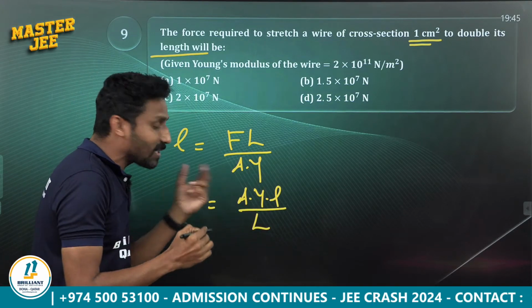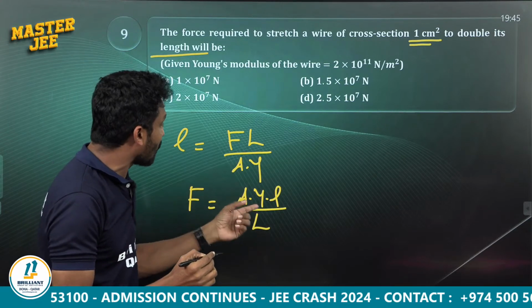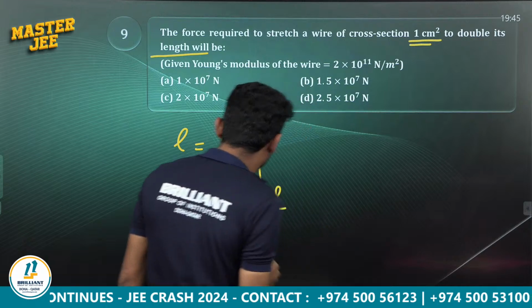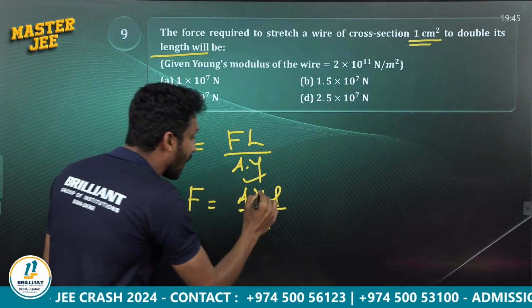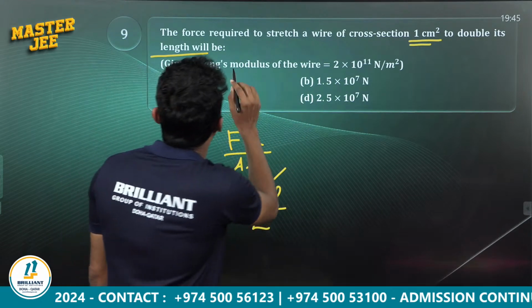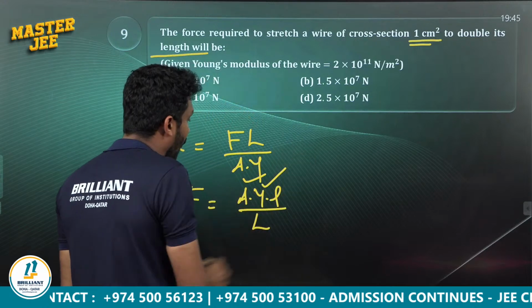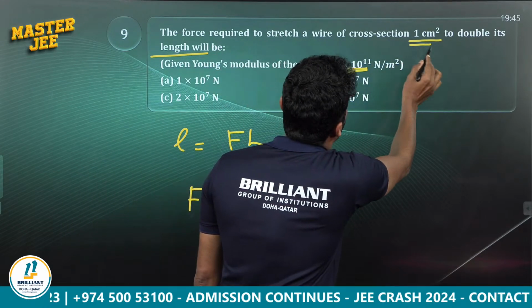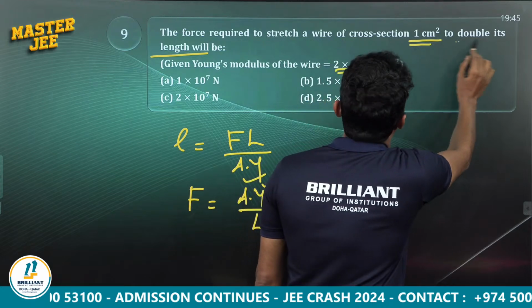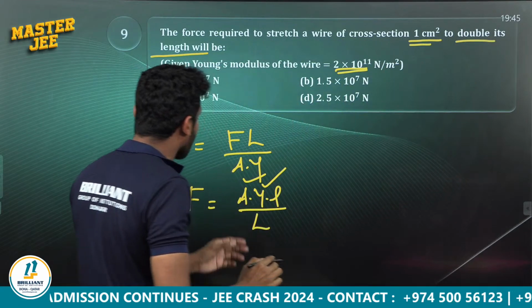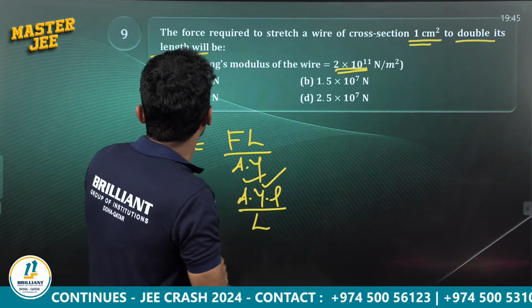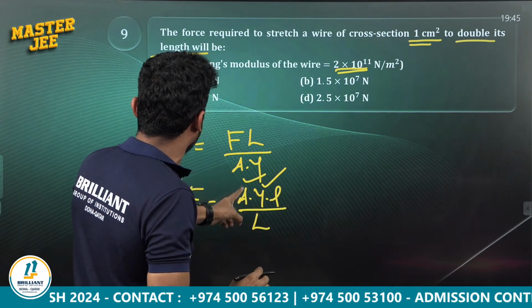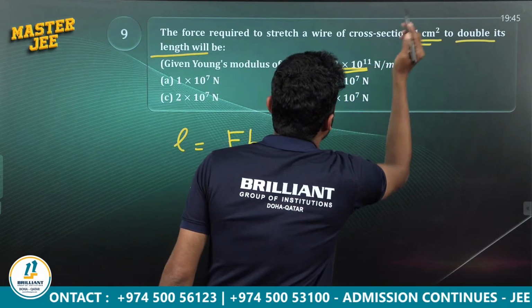Now doubling the length means this L is doubled. The cross-sectional area is given, and Young's modulus is given. To double its length, how much force is required? The force required to stretch a wire of cross section 1 centimeter square to double its length. See here, the area of cross section is 1 centimeter square.